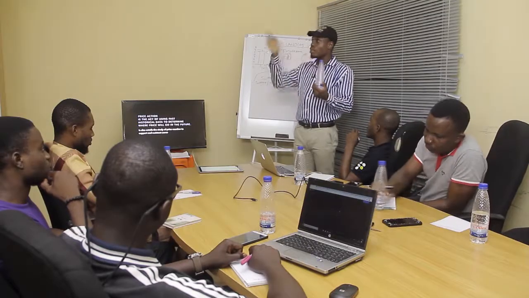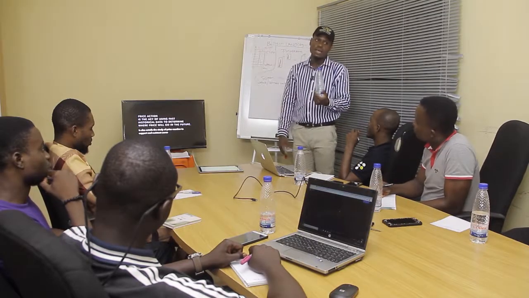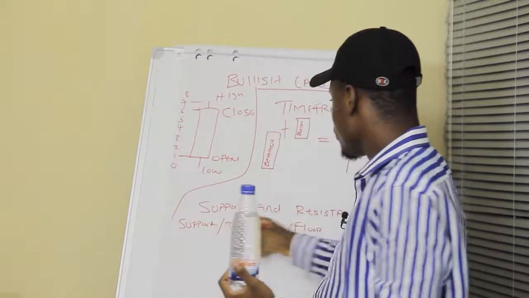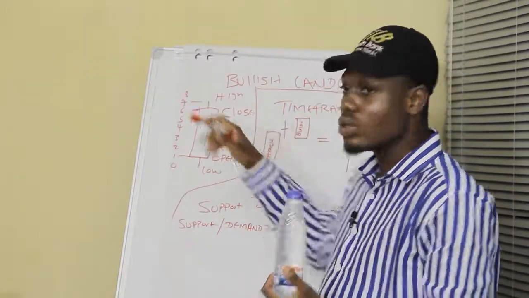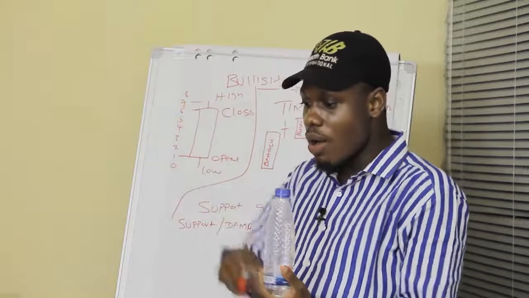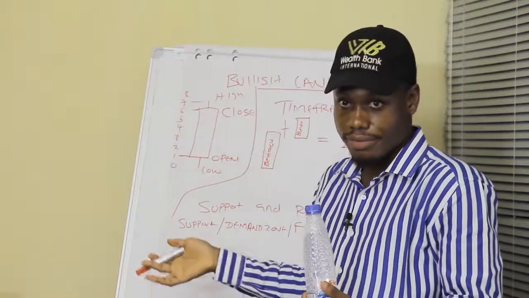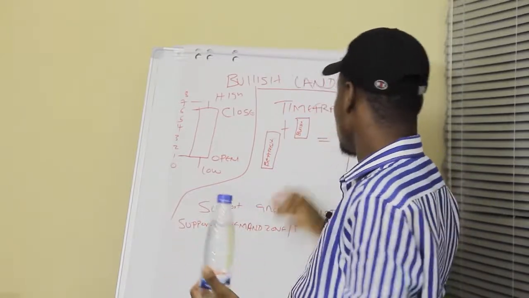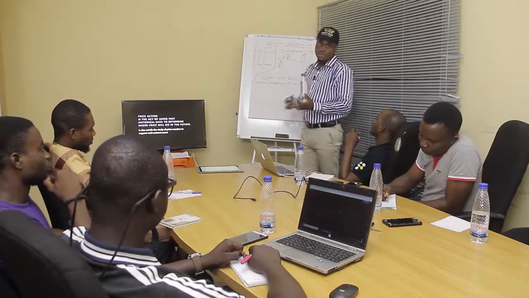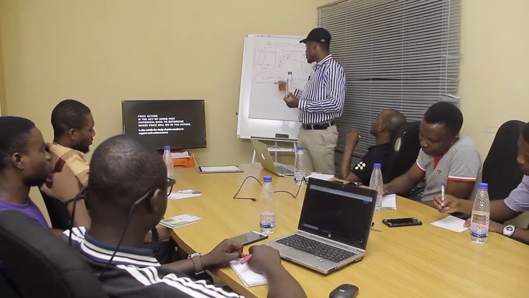Price is never stable. Price is always moving up and always coming down, based on demand and another factor called supply. Remember when we talked about what moves the market, we talked about demand and supply. Now we want to look at demand zones and supply zones.